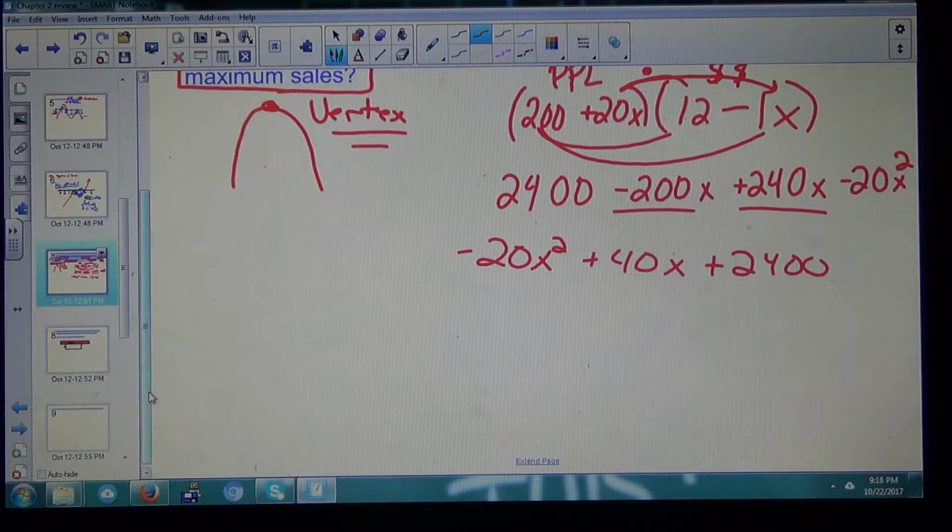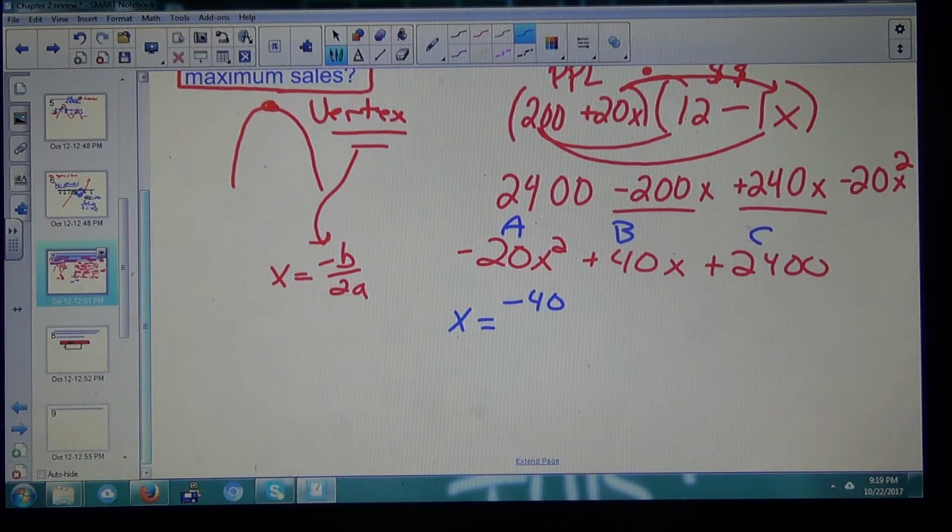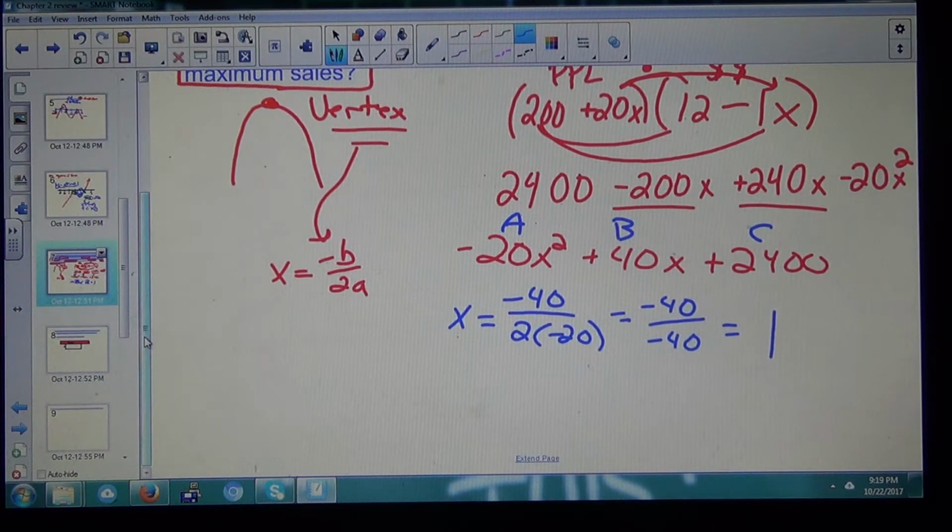Okay, what's the formula for the vertex here? x equals negative b over 2a. So x equals negative 40. Remember that's a, b, c. c is my y-intercept always. Negative b over 2a. Alright, so that would give me negative 40 over negative 40, which equals positive 1. Okay, what's the question asked? So one increase.